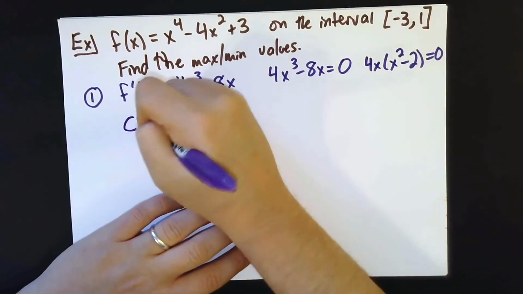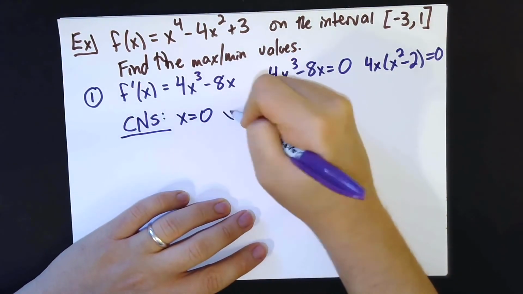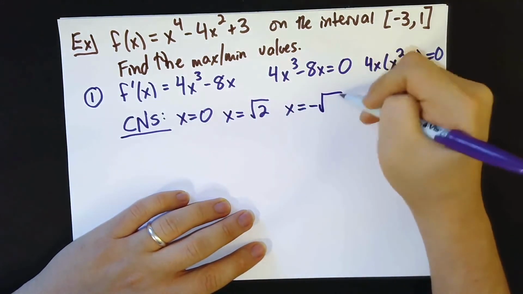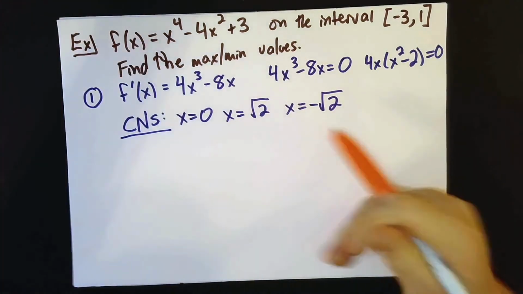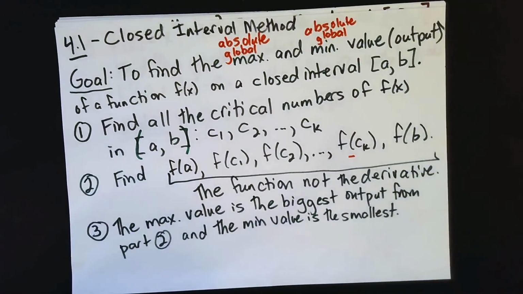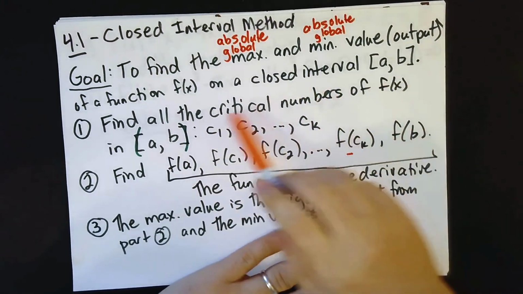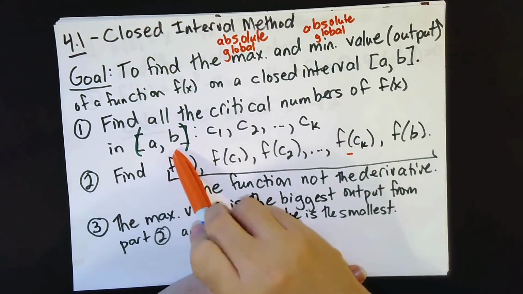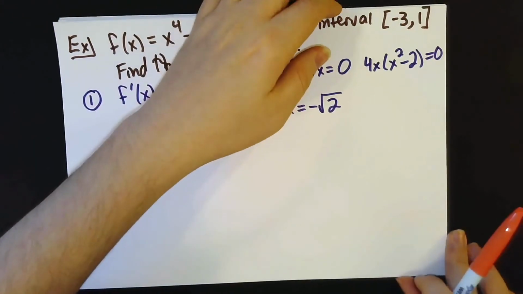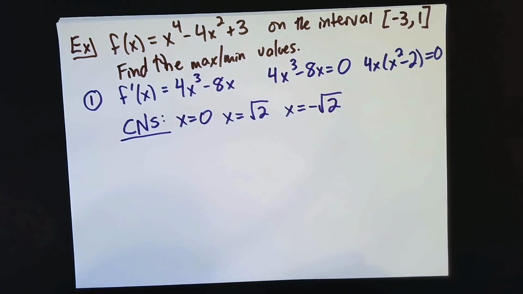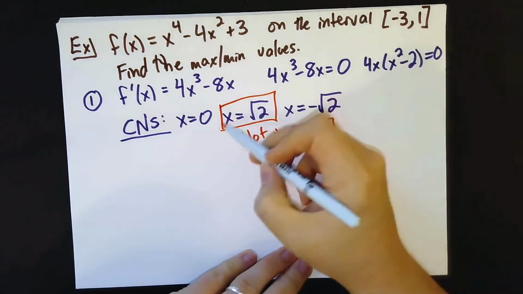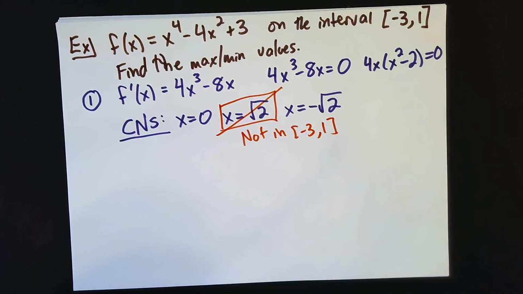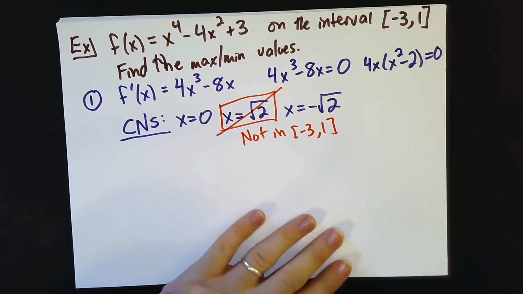And so this is going to give me that either x is 0 or x is plus or minus the square root of 2. Here it is important to notice that in our description of the algorithm we're following, we're supposed to only find the critical numbers in the interval. An easy mistake to make, especially in a situation like this, is to not notice this point is actually not in the interval. So we have to throw that point out, and we have to do that before we proceed on to the next step.